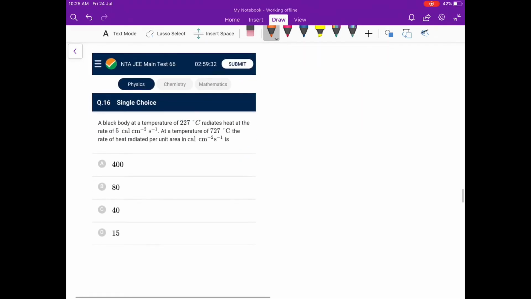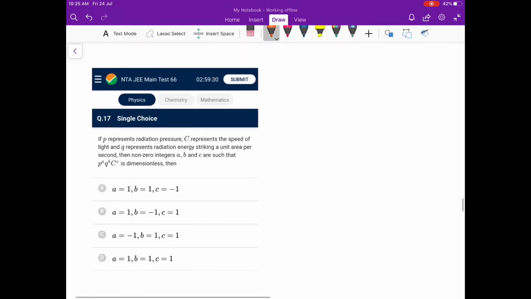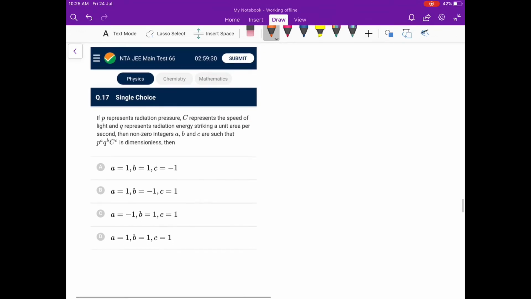A black body at a temperature of 227 degrees Celsius radiates heat at the rate of 5 calorie per centimeter square per second. At a temperature of 727, the rate of heat radiated would be. We know that H is proportional to T to the power 4 in absolute terms. 227 means 500, 727 means 1000, so it is doubled, so it would be 16 times. 16 times 5 is 80. Again an easy one for you, directly you have to check the proportionalities. Next is the 17th.